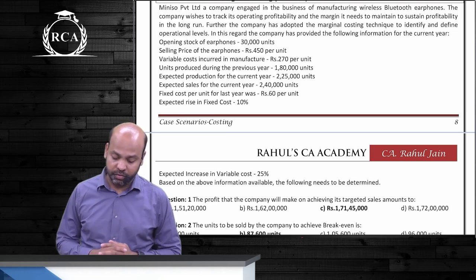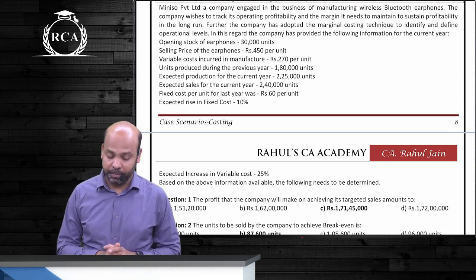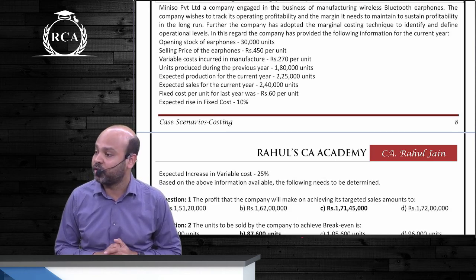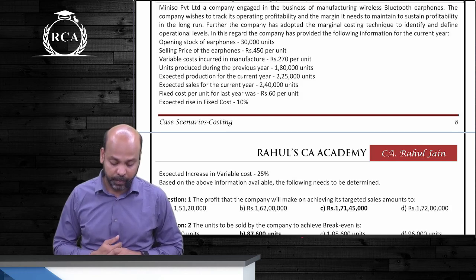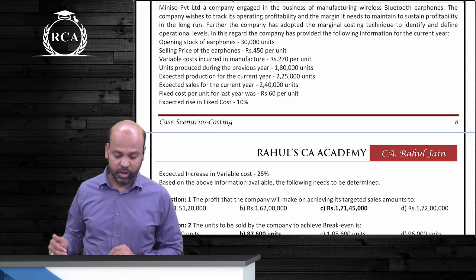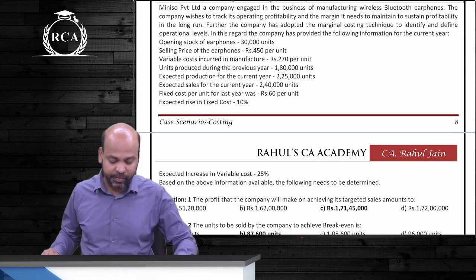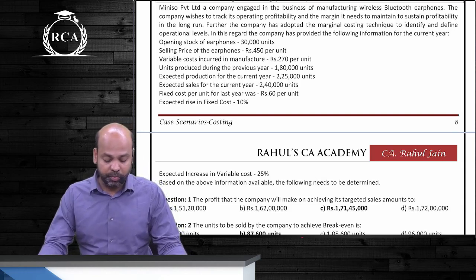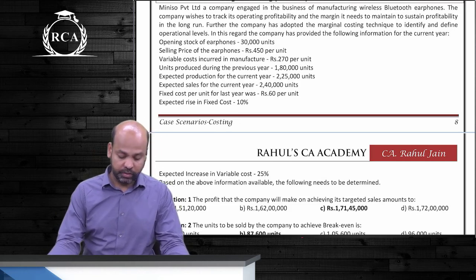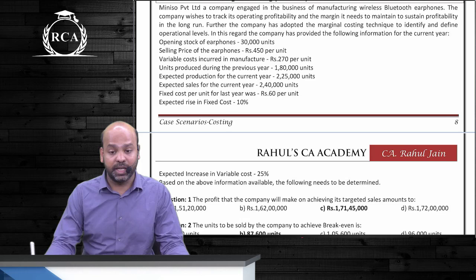Opening stock of earphones is 30,000 units. Selling price of the earphones is 450 rupees per unit. Variable cost incurred is 270 rupees. Units produced during the previous year 1,80,000. Expected production for the current year 2,25,000. Expected sales for the current year 2,40,000. Fixed cost per unit for the last year was 60 rupees. Expected rise in fixed cost is 10%.